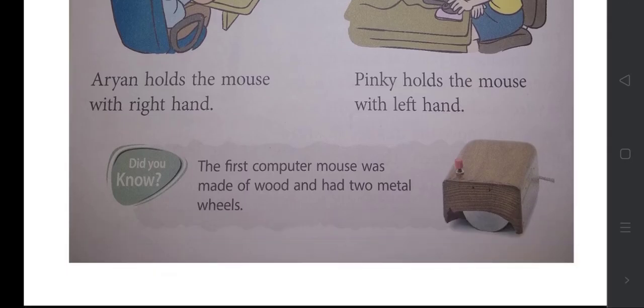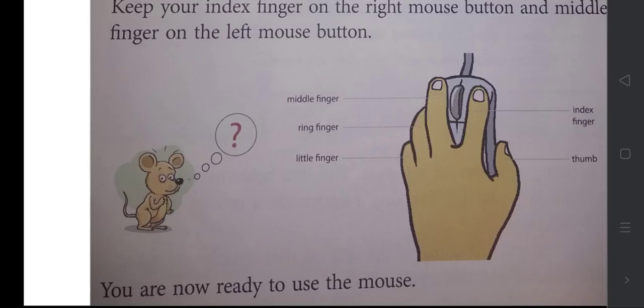The first computer mouse was made of wood and had two metal wheels.